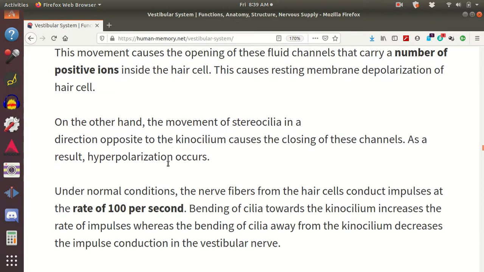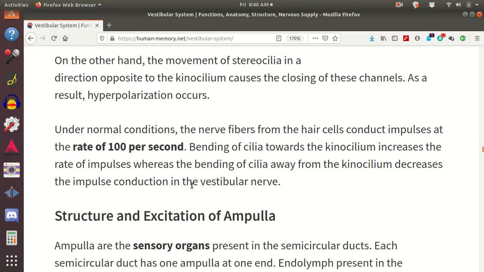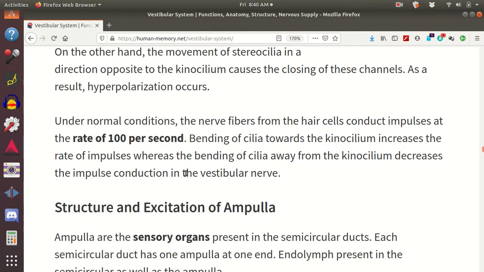On the other hand, the movement of the stereocilia in a direction opposite to the kinocilium causes a closing of these channels. As a result, hyperpolarization occurs. Under normal conditions, the nerve fibers from the hair cells conduct impulses at a rate of 100 per second. Bending of cilia towards the kinocilium increases the rate of impulses, whereas the bending of cilia away from the kinocilium decreases the impulse conduction in the vestibular nerve.